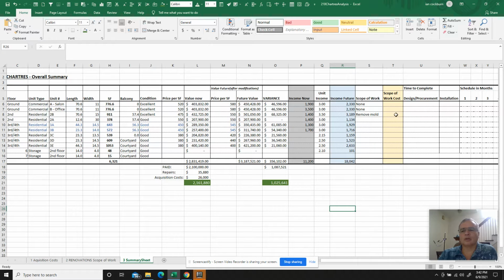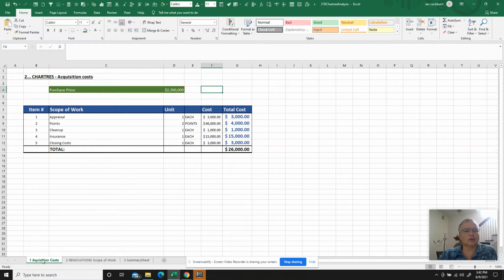And then sometimes we break down, like if it's a big project, I mean, you have to design it, procure special materials and everything. How long will that take? In the case of this property, the repairs really aren't that much, and it can be done pretty quickly. So in the case of selling it, we like to look at the whole thing.